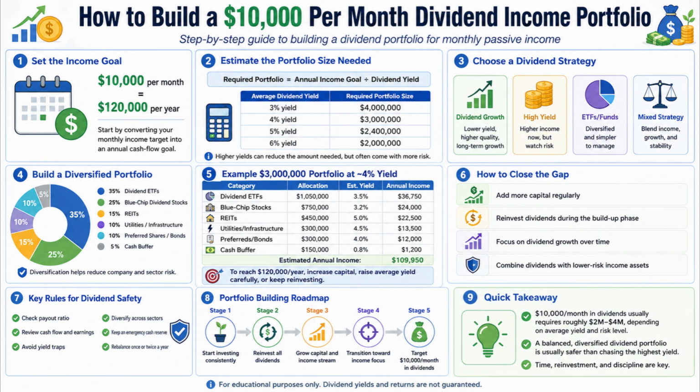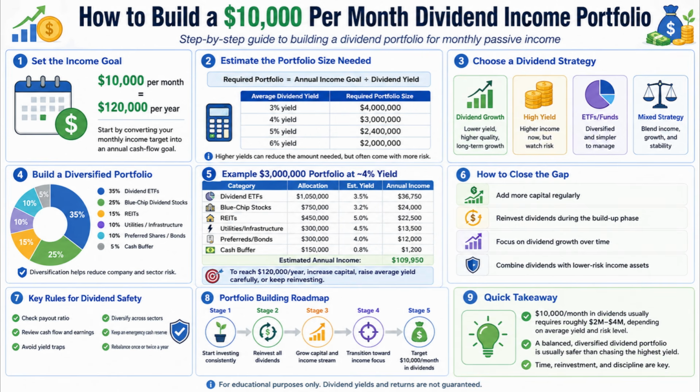However, dividend safety must always come first. You should check the payout ratio, review company cash flow and earnings, avoid yield traps, diversify across sectors, keep an emergency cash reserve, and rebalance the portfolio once or twice a year. These rules help protect the income stream during weak market conditions.